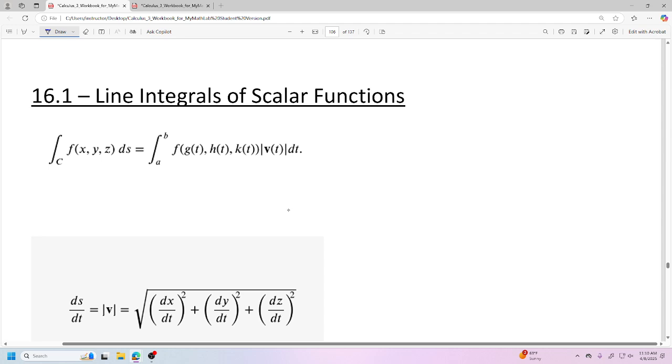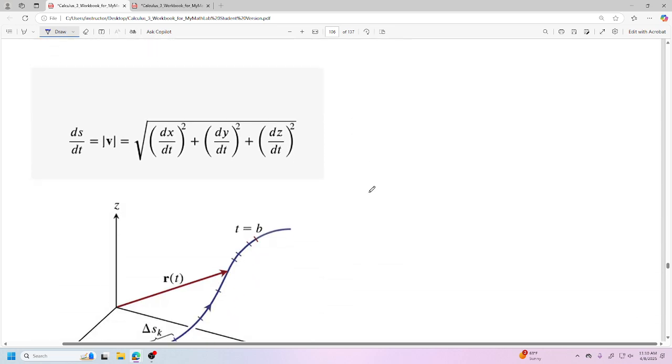I also have to warn you that there's a lot of concepts in this chapter that I don't even understand, because I'm not perfect. But I can tell you line integrals, and this is a key foundational moment here. Line integrals. I wonder if they have a picture.